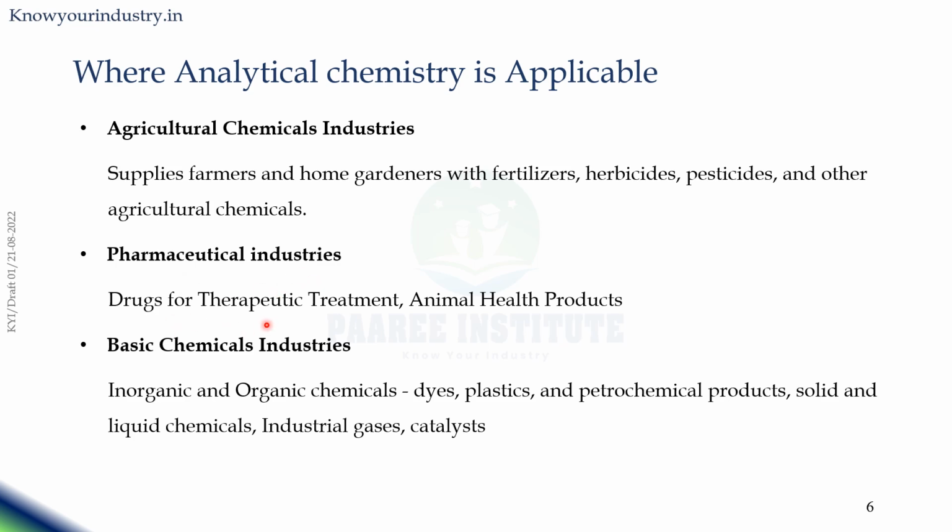In pharmaceutical industries, we test the drugs which are used for therapeutic treatment. Also in veterinary science, there are animal health products, which we also test through analysis using instruments and various techniques. Then there is the basic chemical industry, like inorganic and organic chemicals, which produce dyes, plastics, petrochemical products, liquid chemicals, industrial gases and catalysts. These are also tested for the quality and performance of the specific products. So all these industries use many analytical techniques for the performance and quality of their products.